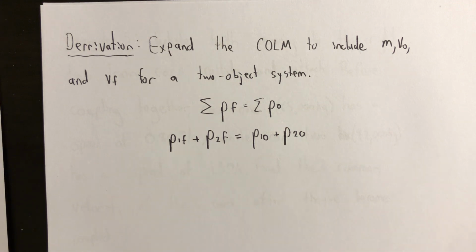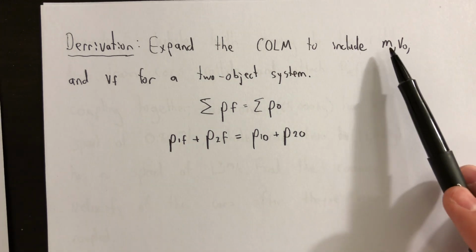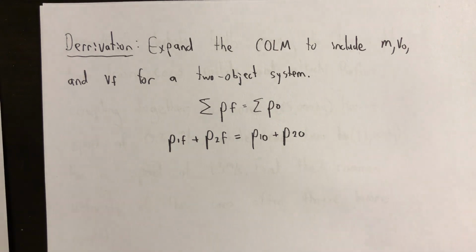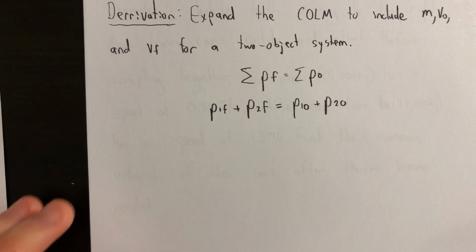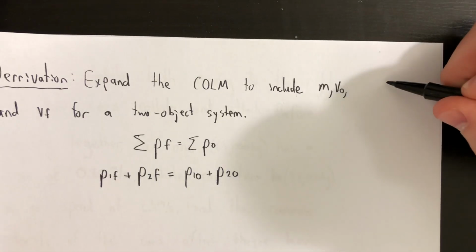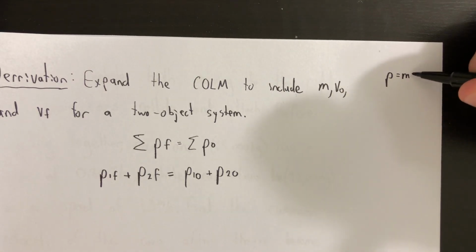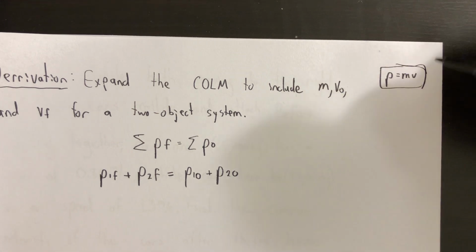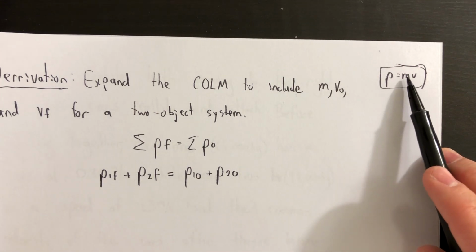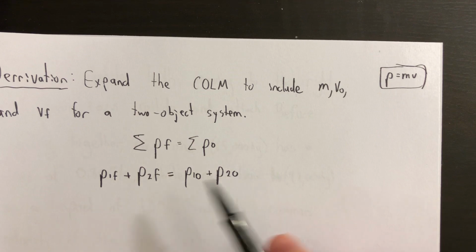So these two objects are colliding, causing each other to change speed, and because of that, they're causing each other to change momentum. They're transferring momentum between one another. The goal is to expand them to include M, V initial and V final, and that's pretty easy. If you recall from last week, this is our momentum equation. You don't have to write it down because you've got it somewhere. So we're just going to apply that to all four of these little terms.